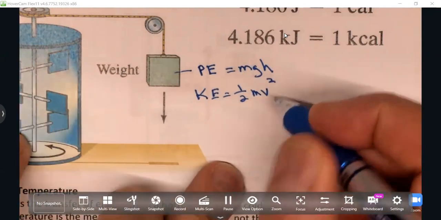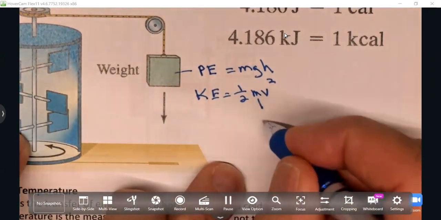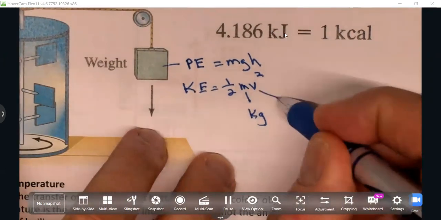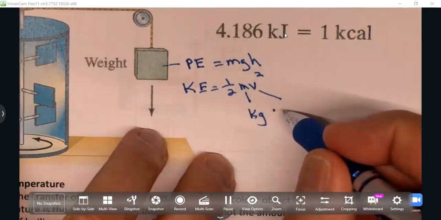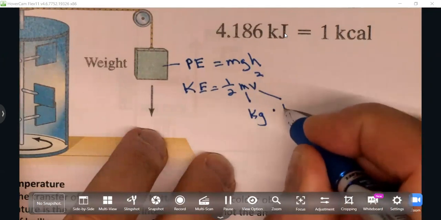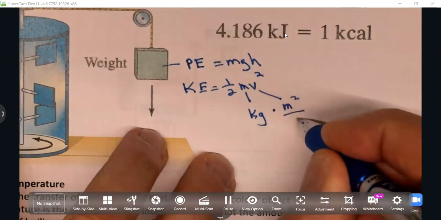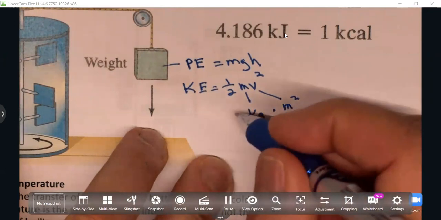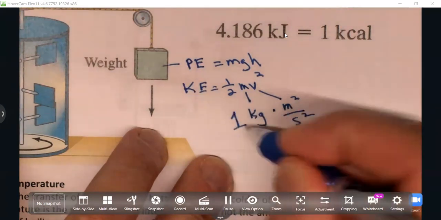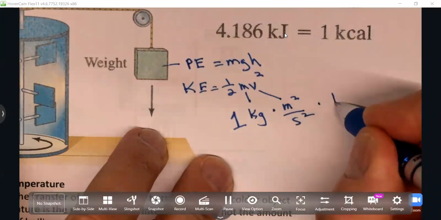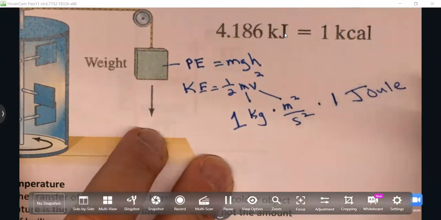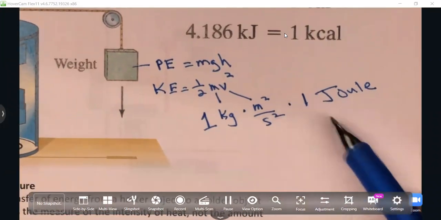So we know that this mass would be in kilograms. The velocity would be in meters per second. So if you had a velocity squared, it would be meters squared over second squared. So 1 kilogram times meter squared over second squared is 1 joule. Heat energy in joules.